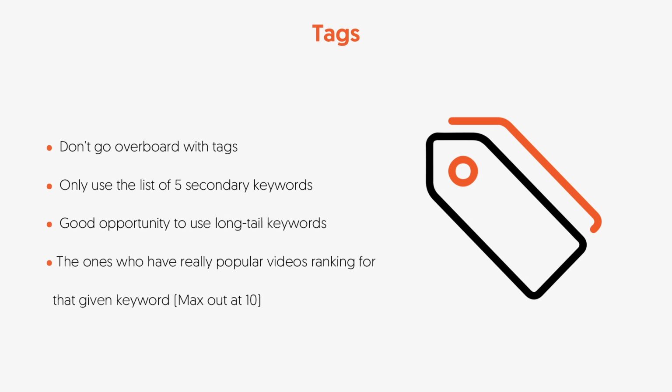Some things that you also need to keep in mind is you want to make sure you use tags, but don't go overboard. Only use a list of, let's say, 5 secondary keywords. And I highly recommend you use long tail keywords as well. You can use Ubersuggest to find these. Long tail keywords are keywords that are 2, 3, 4 words instead of just those one-word terms. And this will really help you when it comes to popular videos and getting your videos found. And you can feed off of other popular videos and see what they're using as well.